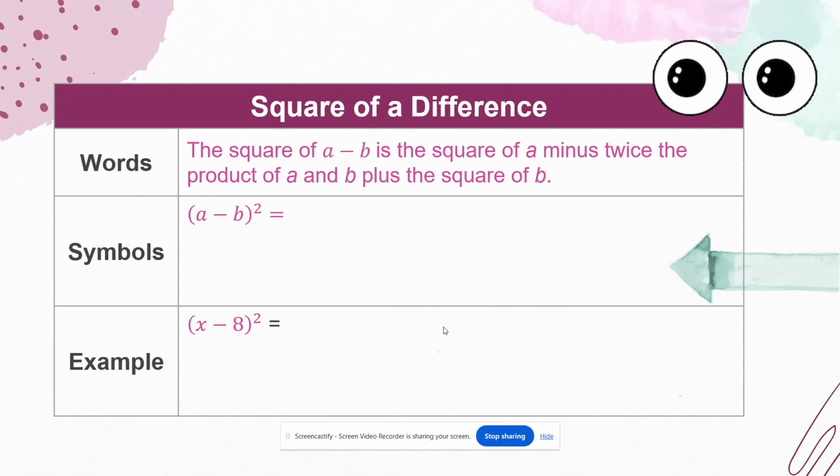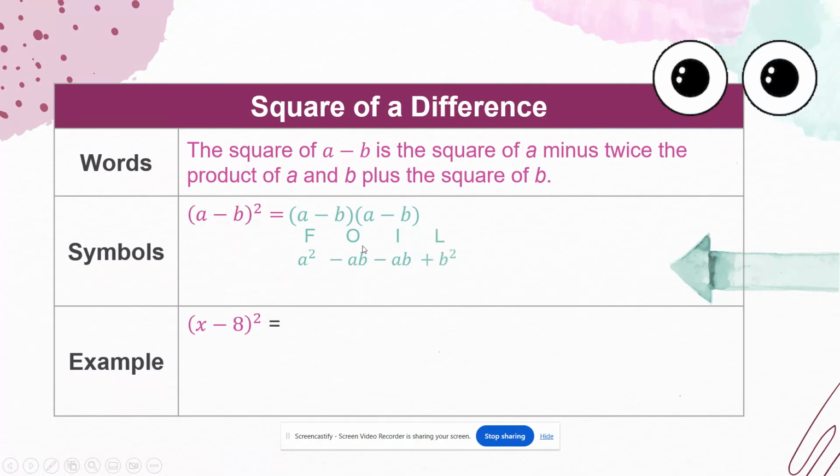The square of A minus B is the square of A minus twice the product of A and B plus the square of B. So if we look at this as symbols again, we're going to take A minus B times A minus B, and we're going to FOIL. A times A is A squared. A times negative B is negative AB. Negative B times A is negative AB. And negative B times negative B is positive B squared.